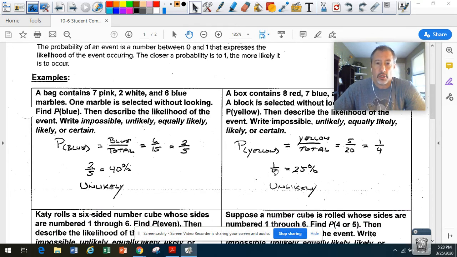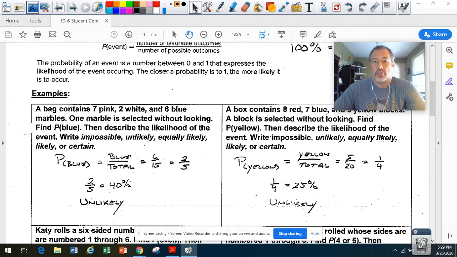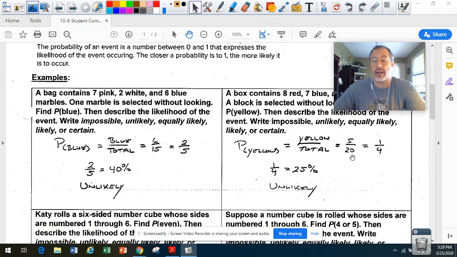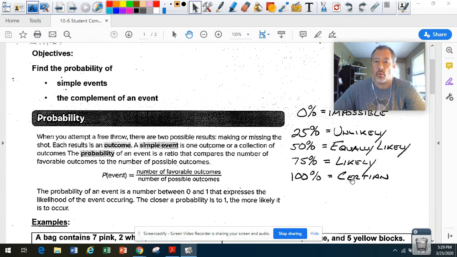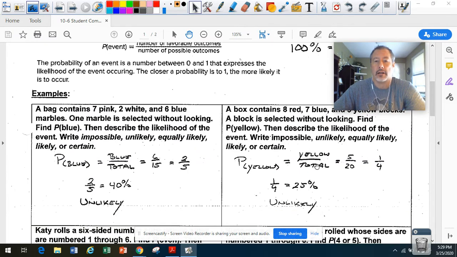So here's how we're going to write this. We have our capital P for probability, our favorable event, which means we're trying to see what the probability is to get a yellow. So we know this is going to be our yellow over our total. Let's see how many total we have here. 8 plus 7 is 15, plus 5 more is 20. And how many of those blocks are yellow? That is 5. So it's going to be 5 over 20, which equals 1/4, which is the same as 25%, and 25% is unlikely. So there's an unlikely chance we are going to pull out a yellow block.